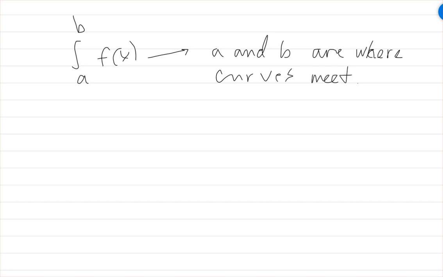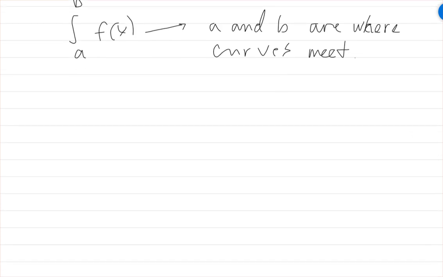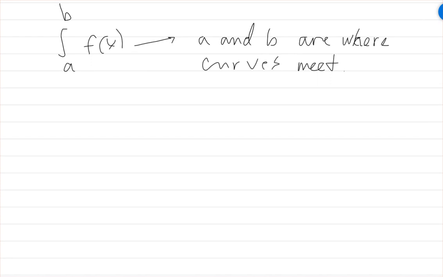And typically when we're looking for the area between two curves, that is true. However, sometimes we'll have curves that don't meet. Okay, so here's an example.